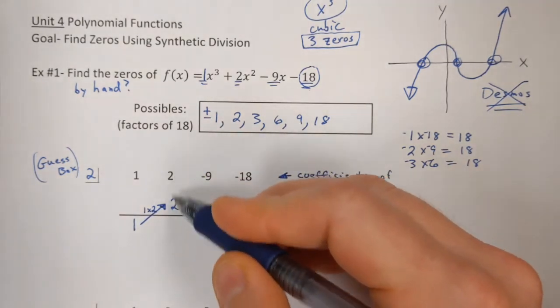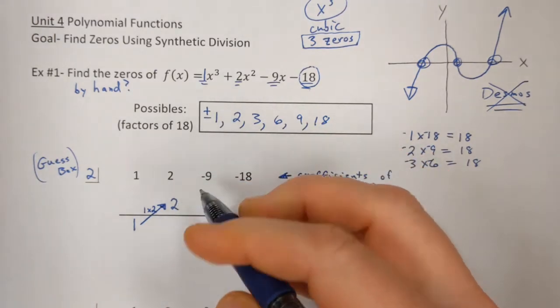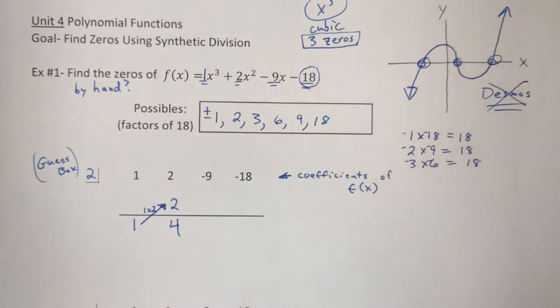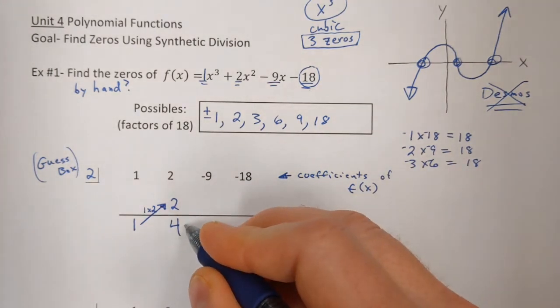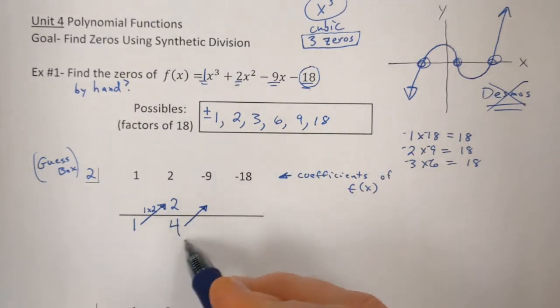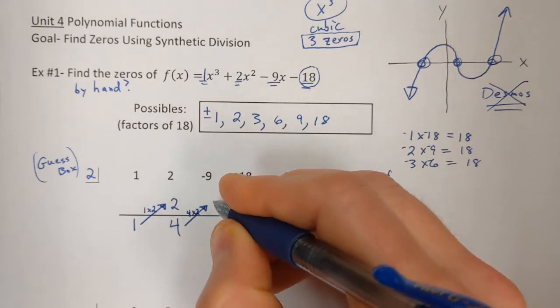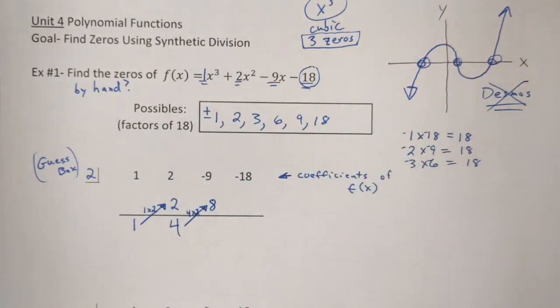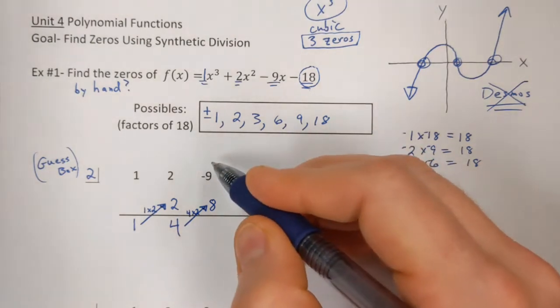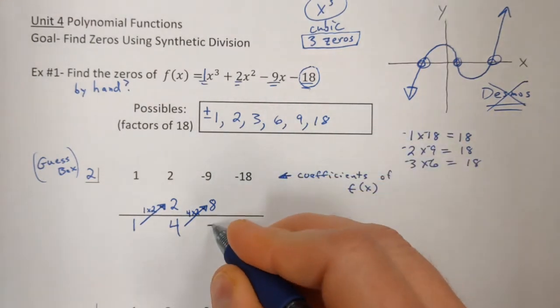And then I'm going to add the resulting column. I'm going to add this column, 2 plus 2 is equal to 4. Okay, now I'm going to draw another diagonal. Along this diagonal, I'm going to take this value 4 times my guess. So here I'm going to do 4 times 2 is 8. Add my column. This resulting column, negative 9 plus 8, adds up to negative 1.